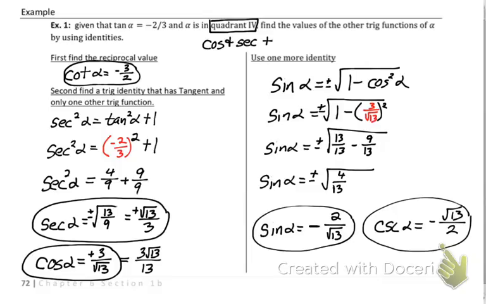Okay, questions? Yeah, Will. How come you take the square root of 1 minus 3 over radical 13 instead of just taking the square root of each of them separately?